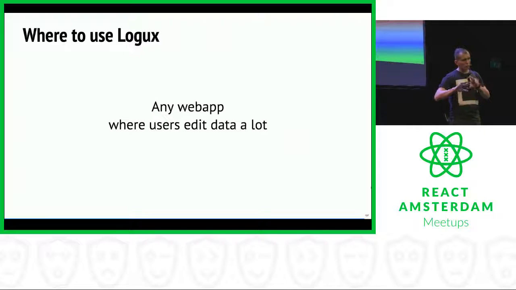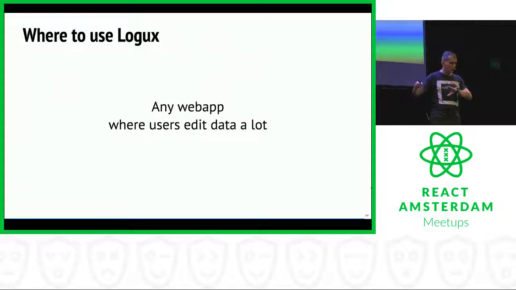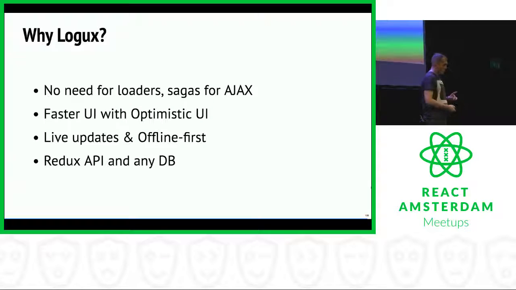Logux is not just for chats or collaboration tools. It's for any complex web application where users edit a lot of data. If your users don't edit a lot of data, just use GraphQL, it's better. Why? You don't need any loaders, you don't need any sagas, you don't need any mutations, you just need the old Redux actions. That's all you need on the client side.